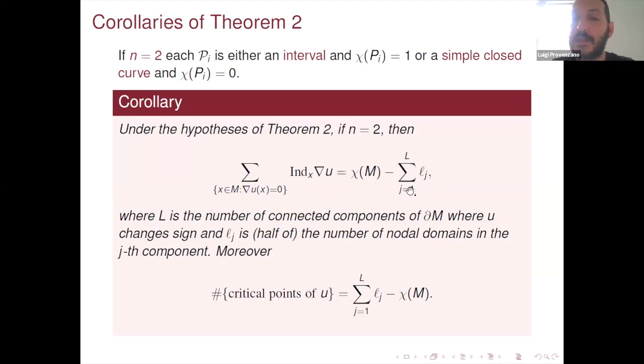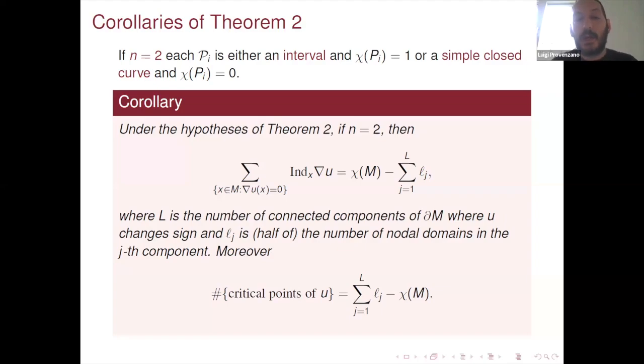Let me just explain what this sum is. It's a sum of integers. How is it obtained? You take all the connected components of the boundary, only those where the eigenfunction changes sign. So the ones where it doesn't change sign do not matter in this count. And on this, you count how many nodal domains there are where the eigenfunction is positive. And this is Lj. And you sum all these numbers. So this is the final formula.